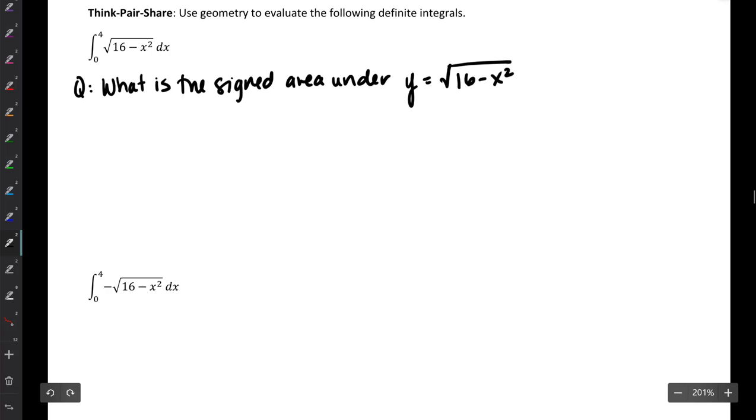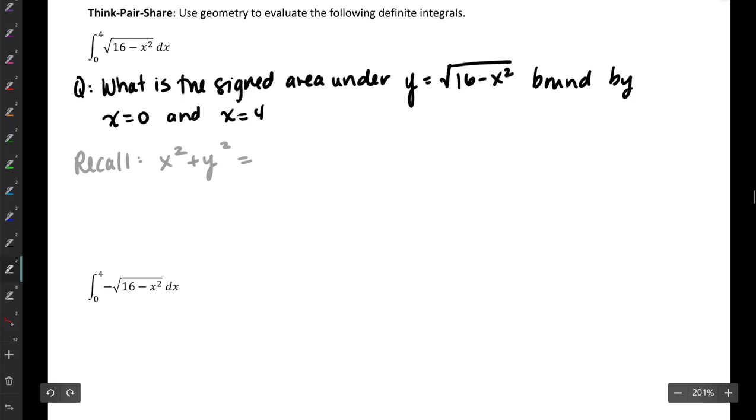So we're going to want to visualize what that is. Bound by the vertical lines, x is 0 and x is 4. Okay, so you might recall that x squared plus y squared equals 16 is a circle centered at the origin of radius 4. When you solve for y here, you get y is equal to plus or minus the square root of 16 minus x squared. We looked at something like this back in implicit differentiation.